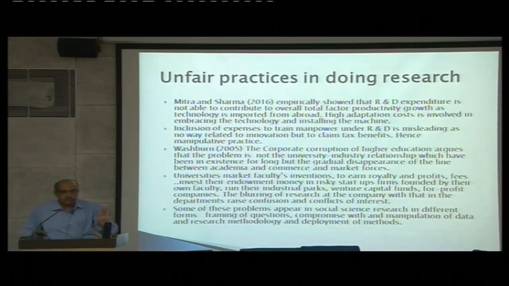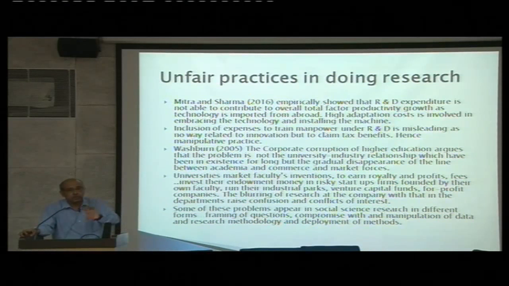The last two slides, very briefly. This intrusion of the market forces in the realm of the university has very serious implications for the conduct and the research outcome. This is a study based on India, a very recent study. Mitra and Sharma, Cambridge University Press book, they are saying that a part of the increase in expenditure on R&D by the business sector could be explained by the business sector having resorted to manipulation of what is permissible for tax benefit calculation, for tax exemption.